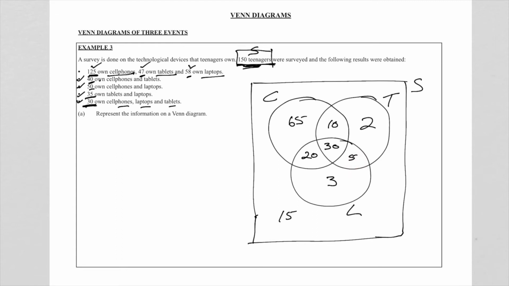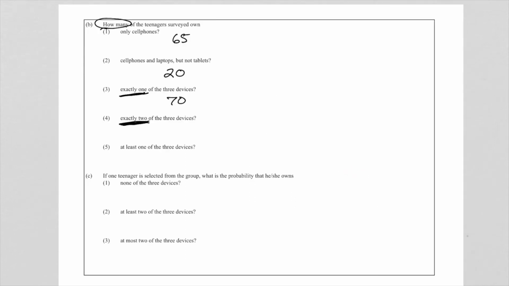So we're going to take the 10 plus the 20, which is 30, plus the 5, which is 35, and that will be our answer for the exactly 2, and that will be 35, if I can just write that down.